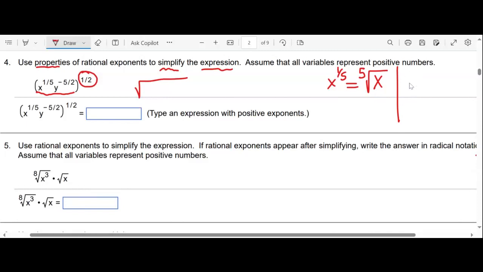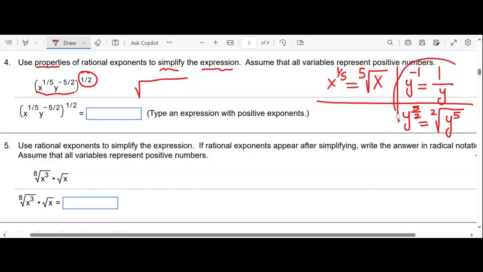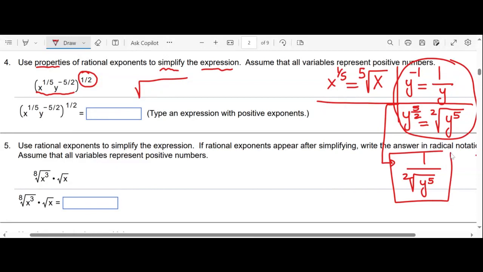Okay. What does it mean? Y to the power of negative 1 is 1 over y. What does it mean? Y to the power of 5 over 2 means square root of what? Y to the power of what? 5. Okay. So if you want to combine this together, how do you combine this? The answer will be what? It's going to be 1 over square root of y to the power of 5. That's if you combine this together.